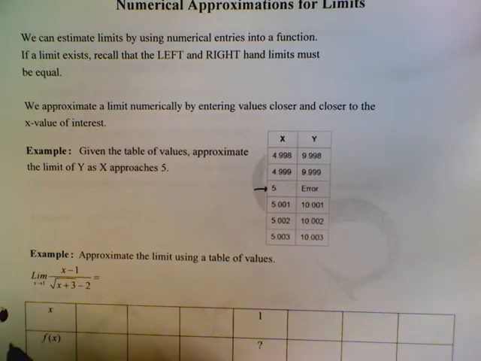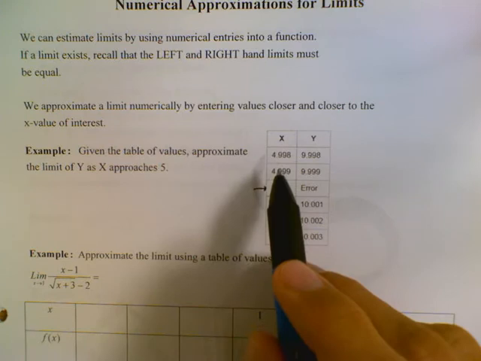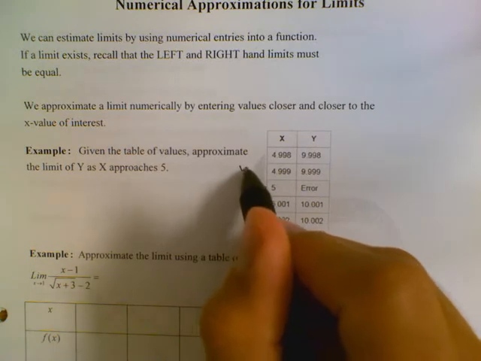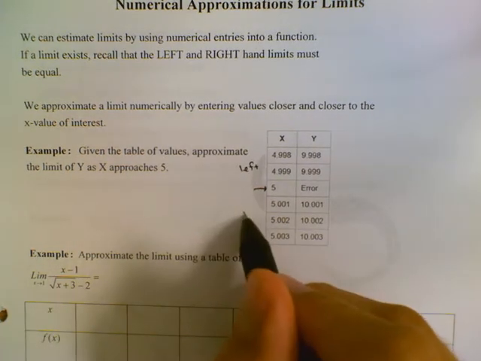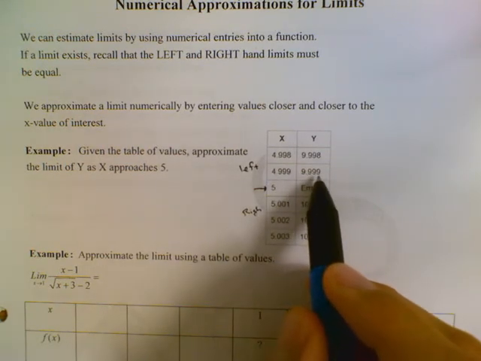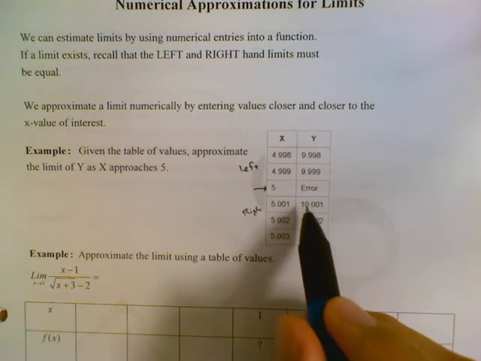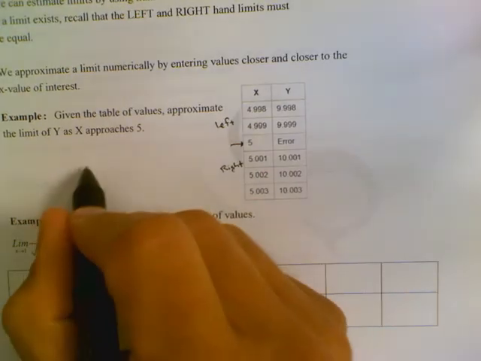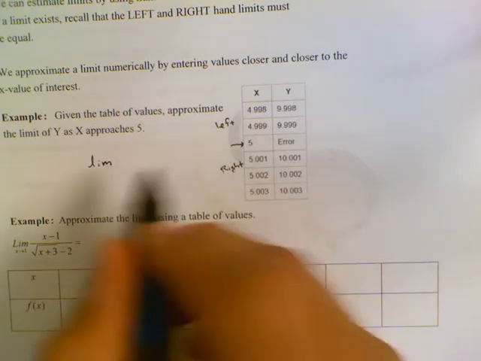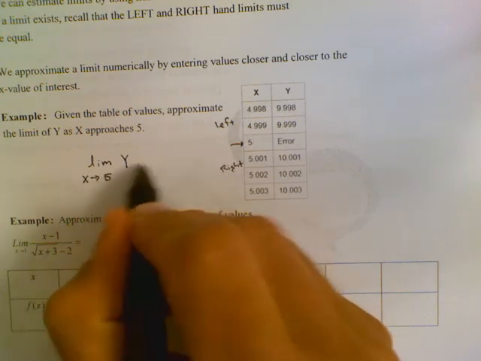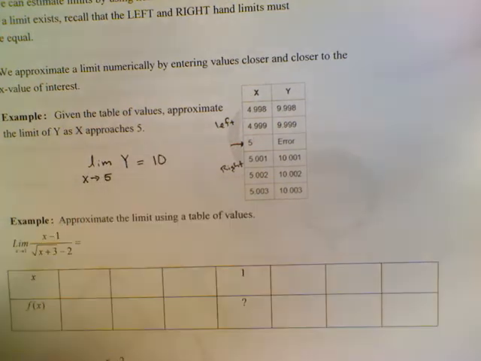Okay, well, in this case we're given the table. So in this table, it tells me that I'm getting closer and closer to 5 from the left. This is from the left up here, and this is from the right. And from the left, it's getting closer and closer, it looks like, to 10, and from the right, it's getting closer and closer to 10. So it would be safe to say that the limit of y as x approaches 5 is equal to 10. Okay? All right.